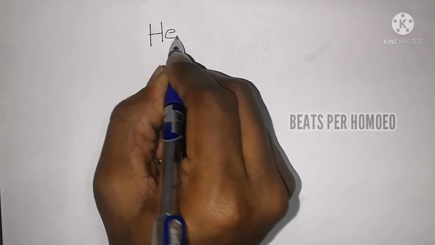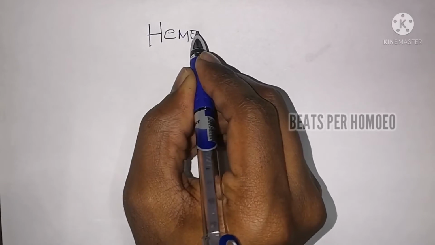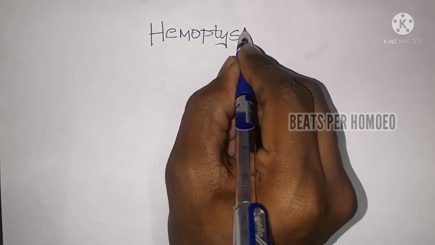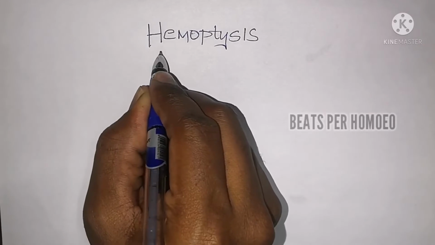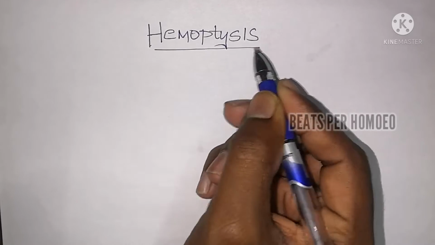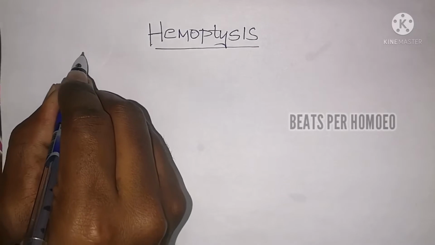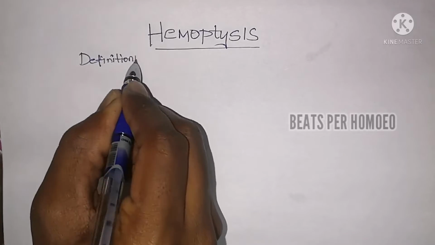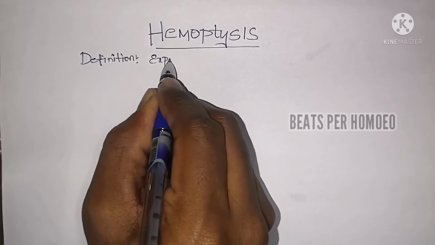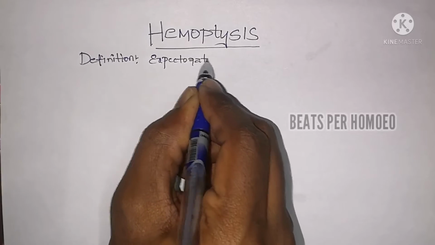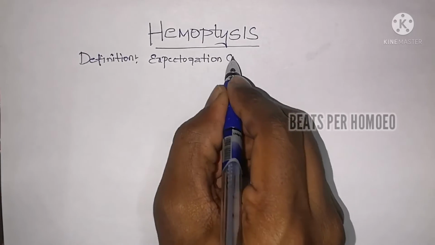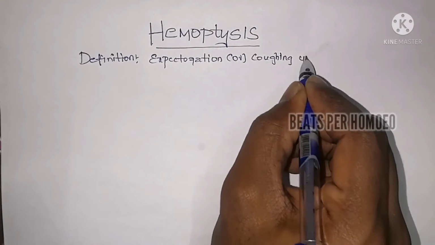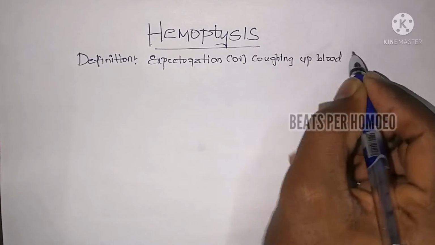Welcome back. Today's new topic is hemoptysis. As we know, every difficult topic can be made simple by Bits for Homoeo. Today we are going to discuss hemoptysis and its causes with a simple mnemonic. Coming to the definition of hemoptysis, it is the expectoration or coughing up of blood from the respiratory tract.